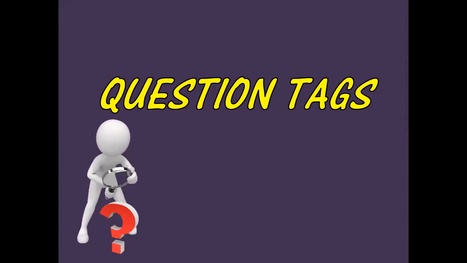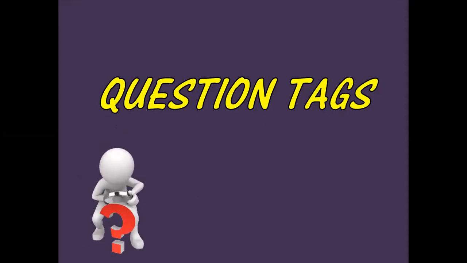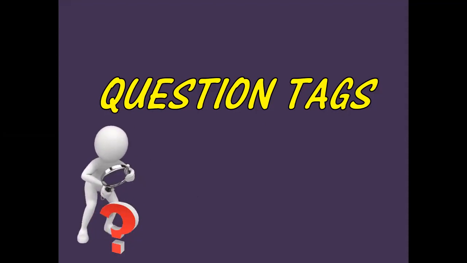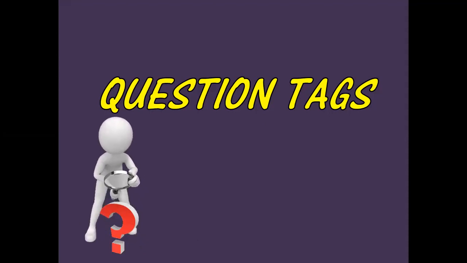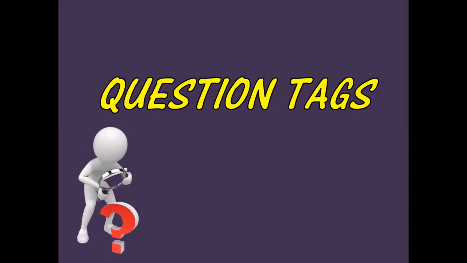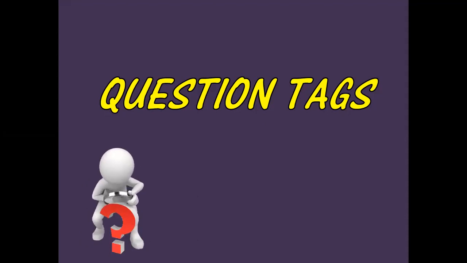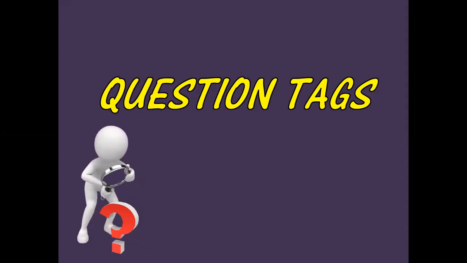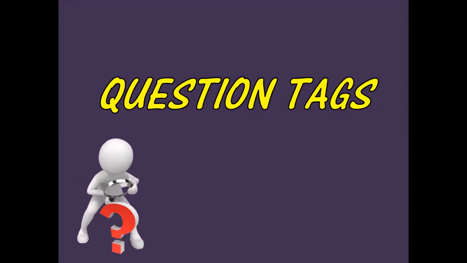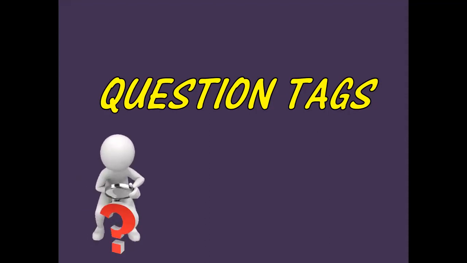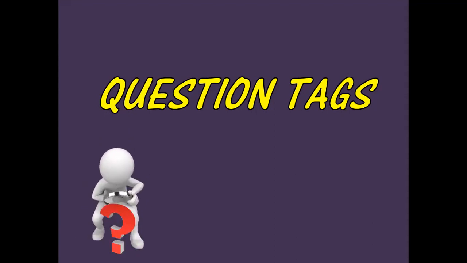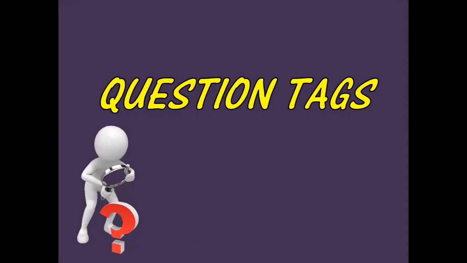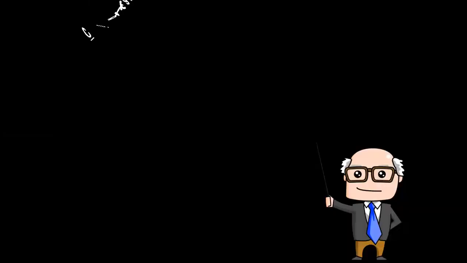Before going to the rules, first I'll tell you the structure of a question tag. In question tags, we use a statement and a tag. In the tag, we always use contractions of the helping verbs, auxiliary verbs, and a pronoun. So first, you must be perfect with the contractions of the auxiliary verbs. Let us see the list of the contractions of the auxiliary verbs. Then we shall jump to the rules.